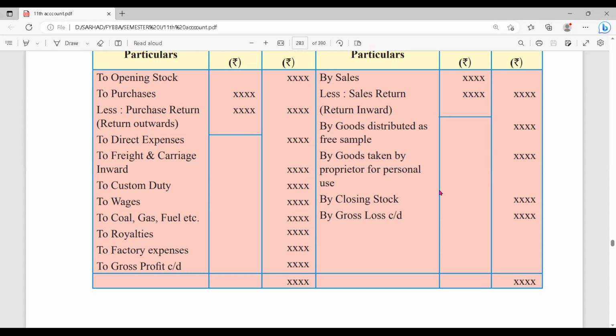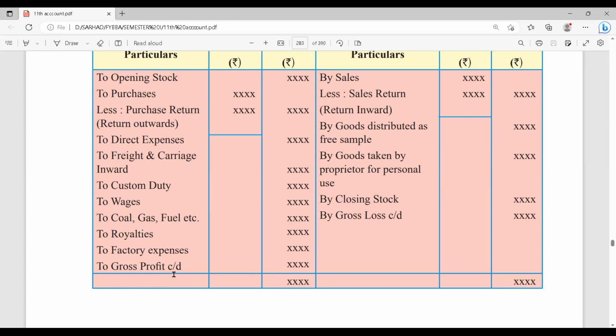Then you have to balance this trading account after posting the trial balance items. The ultimate result of this trading account will be: if the credit side is greater, it indicates there is gross profit, meaning your incomes are greater than your expenses. It is shown on the debit side of the trading account as to gross profit carried down, carried down to the profit and loss account. Okay, so now we will go for the profit and loss account.